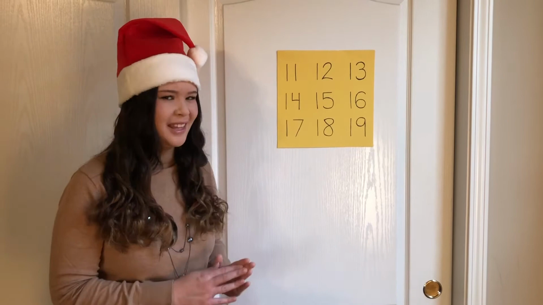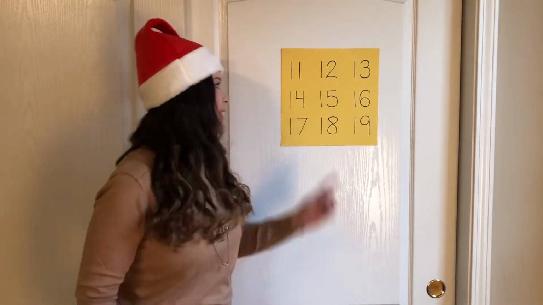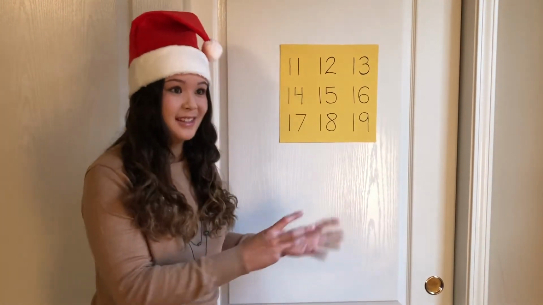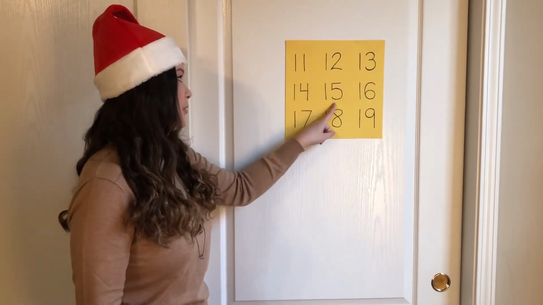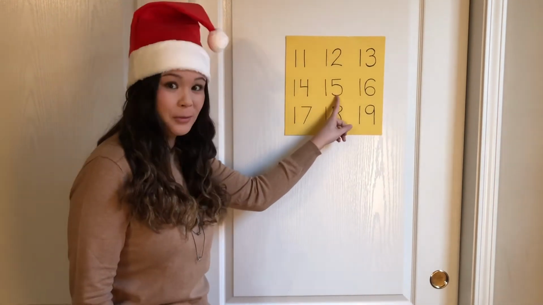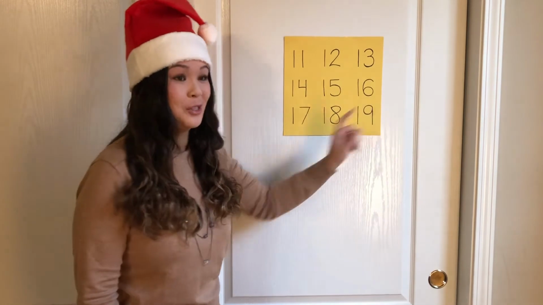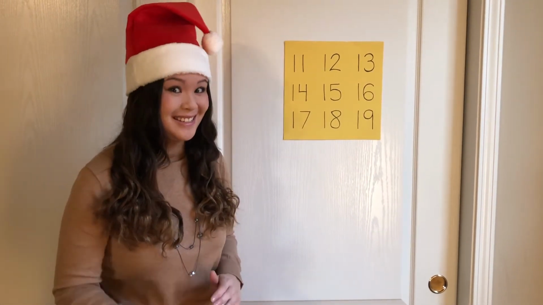But do you know why they all start with a 1? Do you know what that 1 means? That means that every teen number is made up of 10 ones and then another number of ones that you can see right here. So 15 is 10 ones and then 5 more ones. 16 is 10 ones and then 6 more ones. And we're going to work on showing that in number sentences in just a sec.